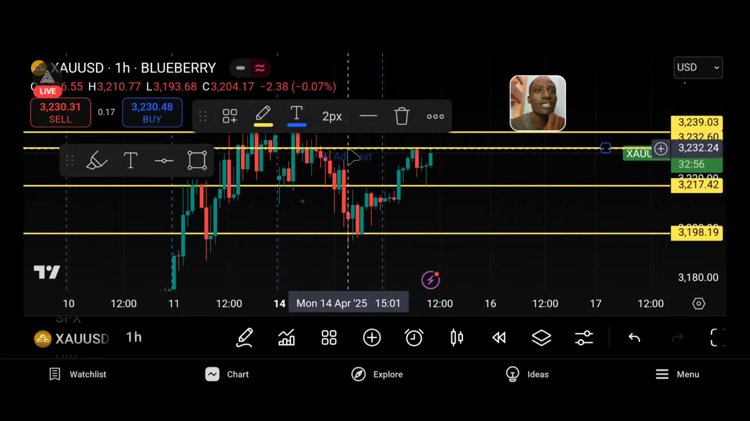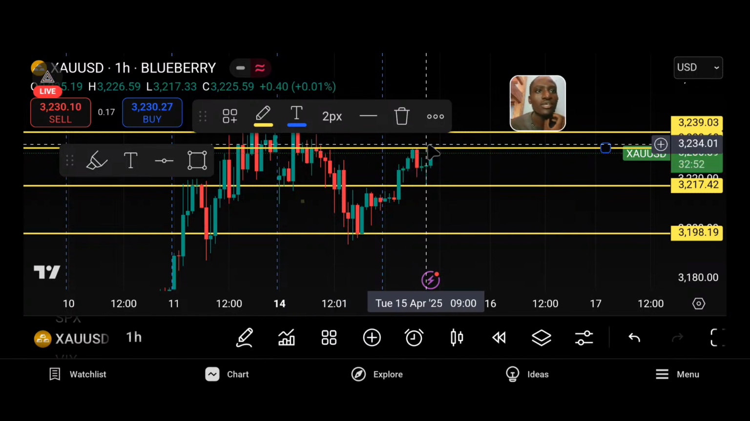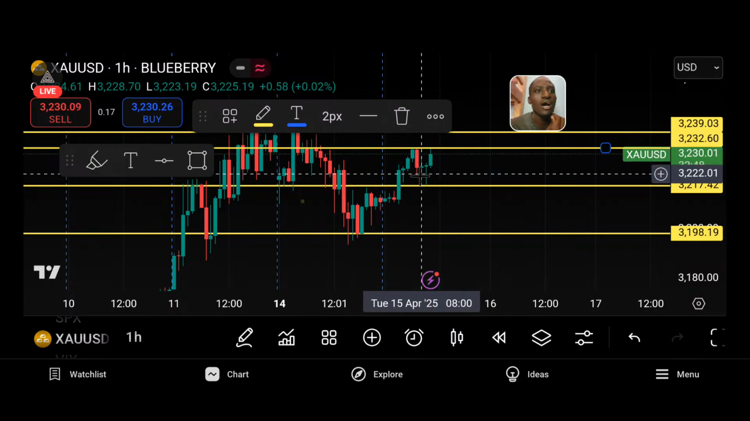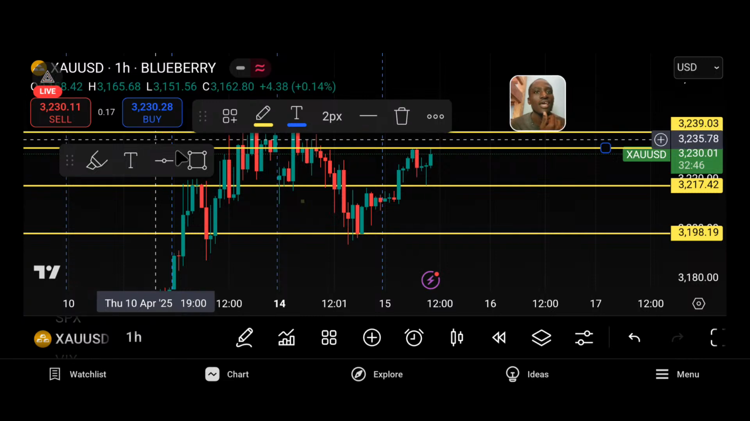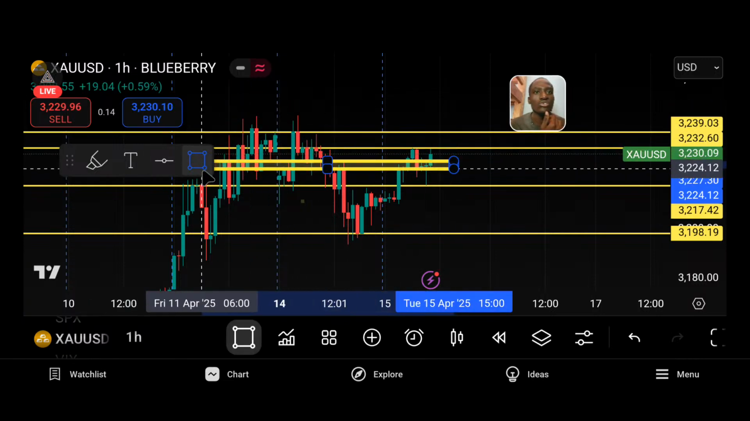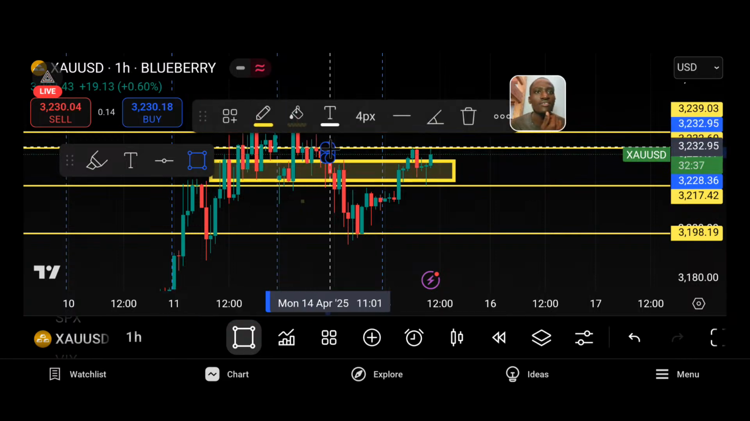Perfect. This is the level that I was talking about. So you want to see a price breaking above this level, and it may continue to the upside, or it may continue to the downside. And like I said, you don't want to be trading this range. This is the no trade range, right? This is a very, very nice range, right?